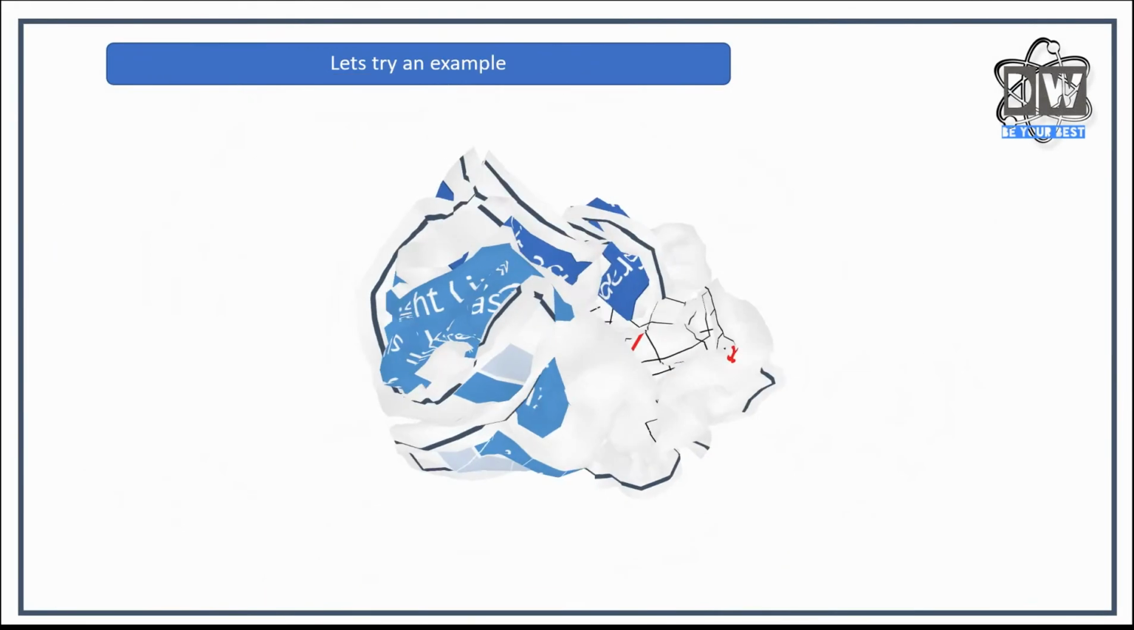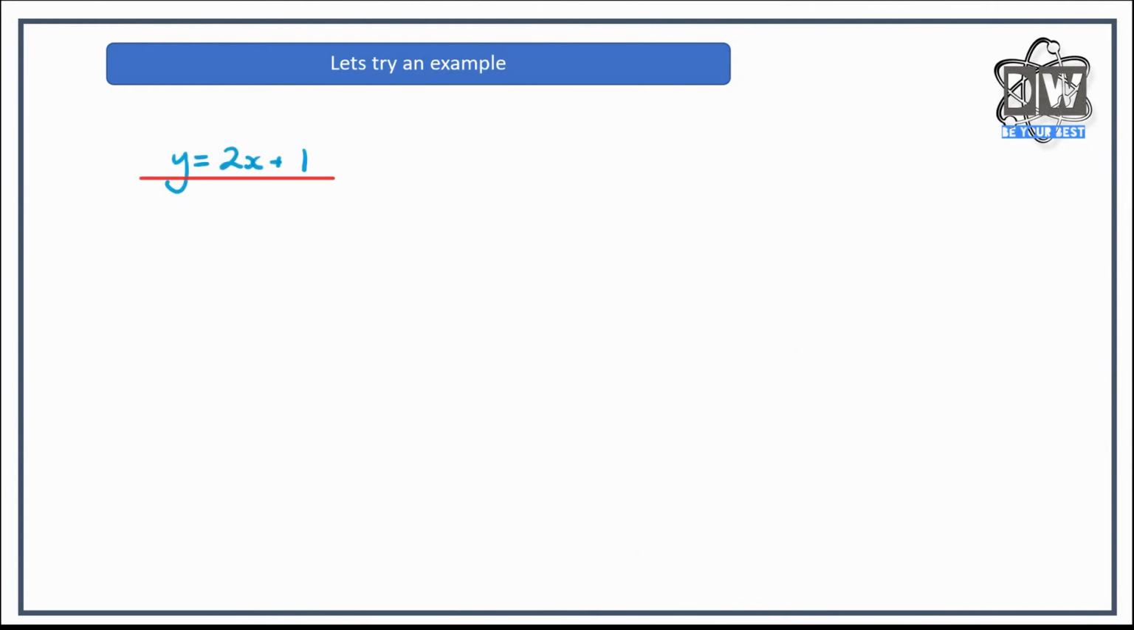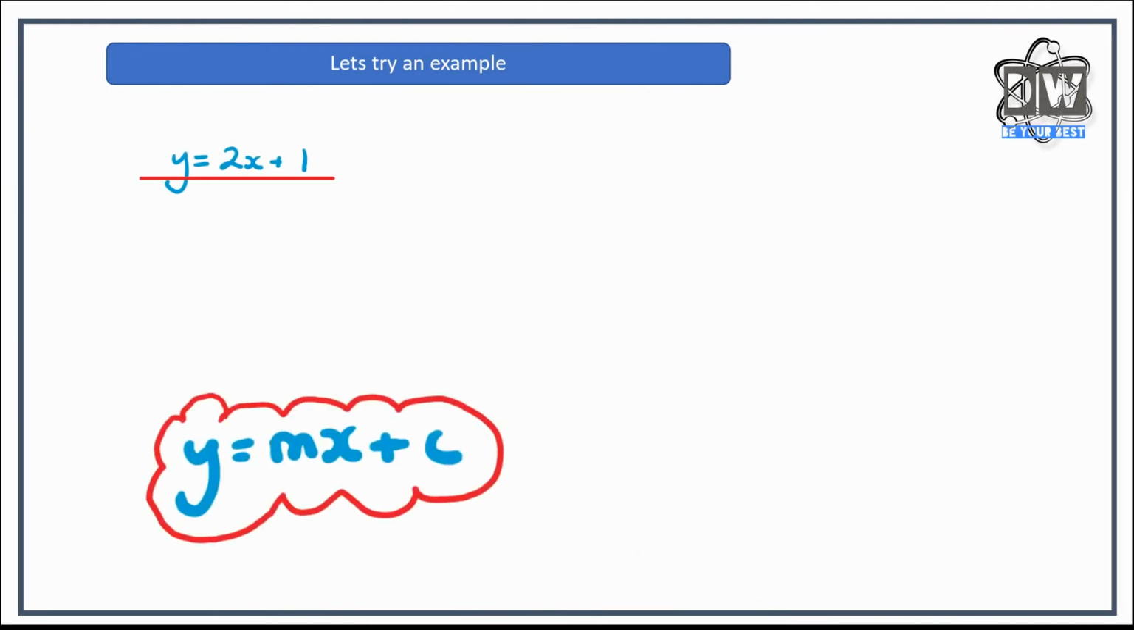So here we go. Here goes our first example. Here's our equation. It says y equals 2x plus 1. And we're going to use this little bit of information to help us draw it. So the first bit is the m. The m, whatever number is there with the m, is the gradient value. That tells us how steep the line will be.